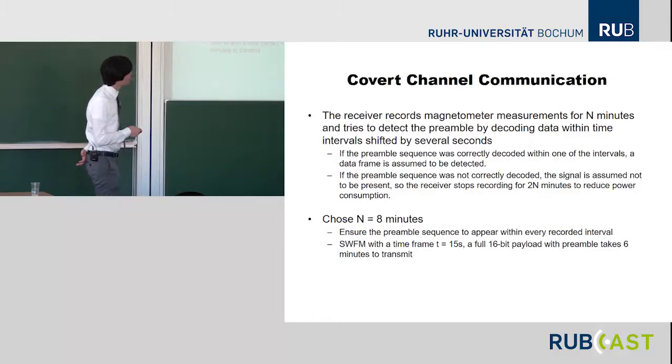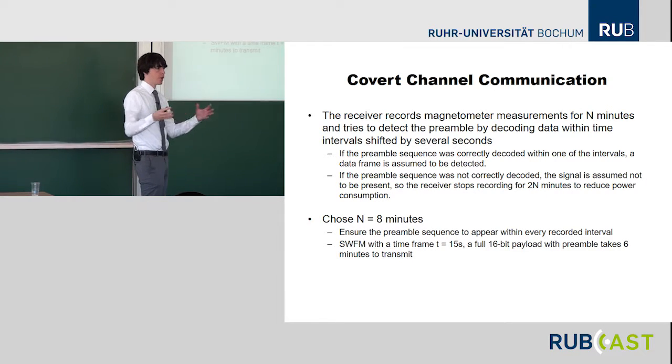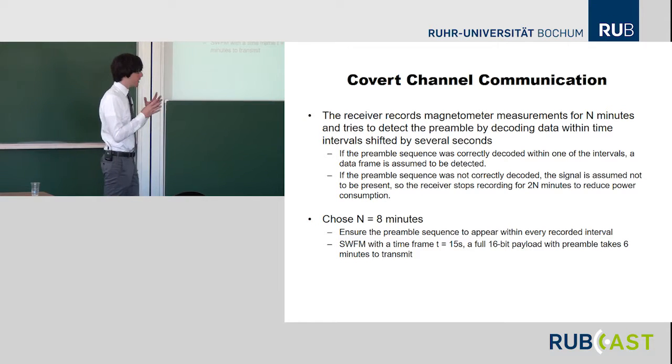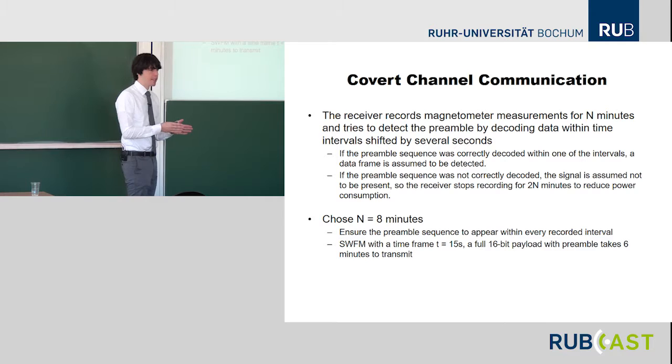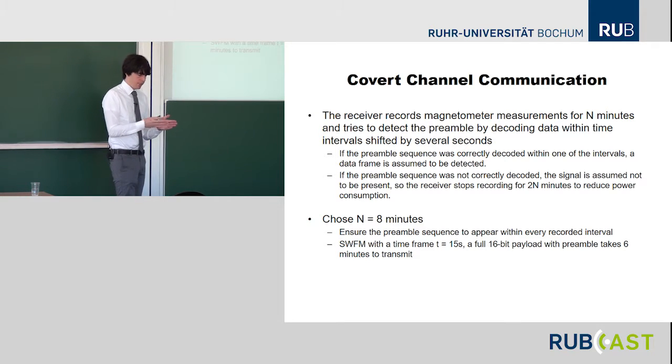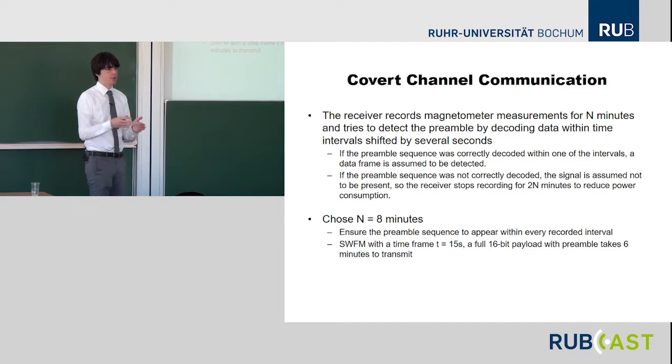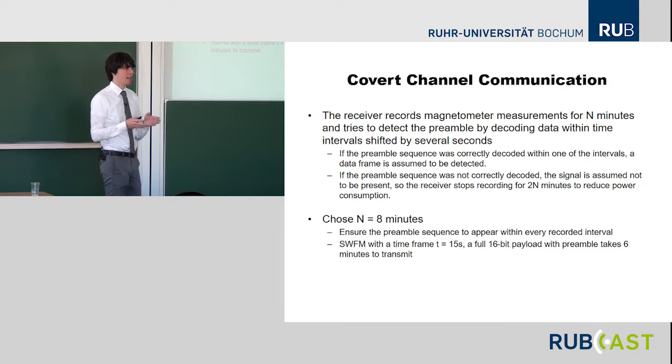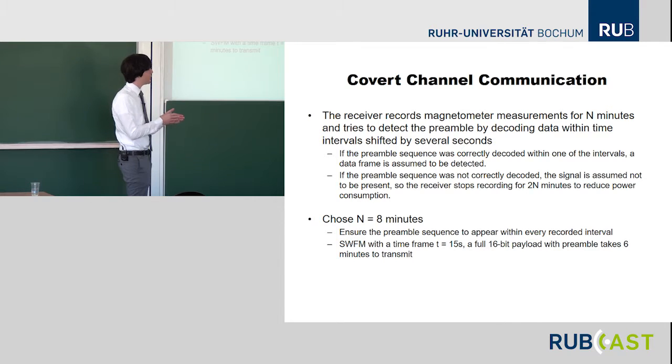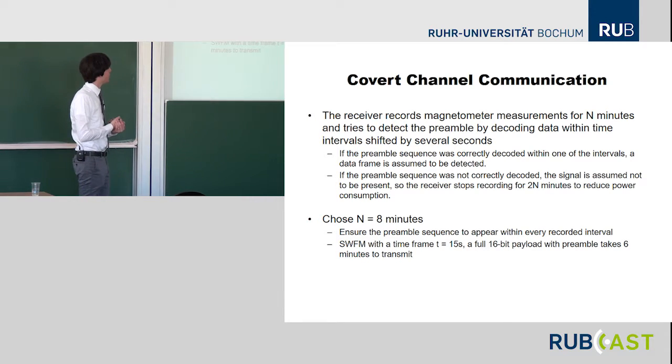The idea again is that you record the measurements for some n minutes, and then inside that measurement, you try to find the preamble and decode the payload. If you fail to find the preamble, you wait for 2n minutes and then try again. And n was set such that, in this case it's 8 minutes, within the n period you could fit the whole preamble and the payload. So for the frequency modulation with the basic unit of 15 seconds, your 16-bit payload with the 8-bit preamble takes 6 minutes. So you should be able to capture it within that 8-minute period.